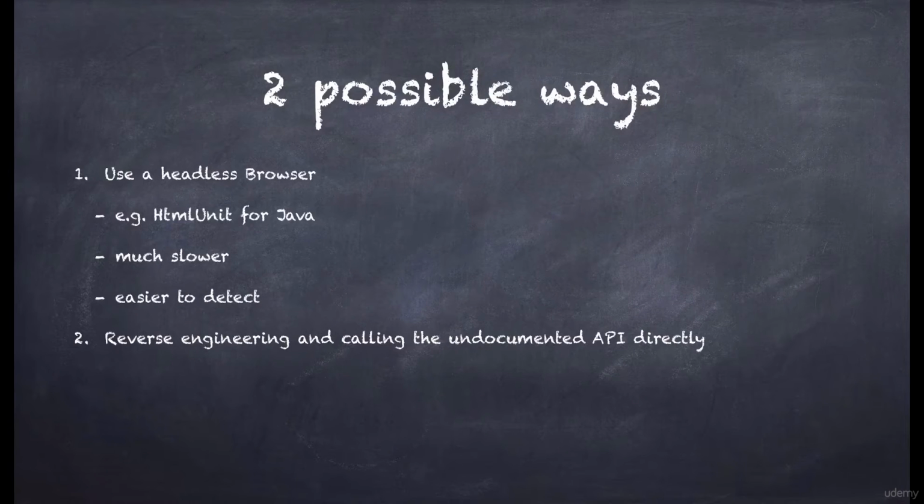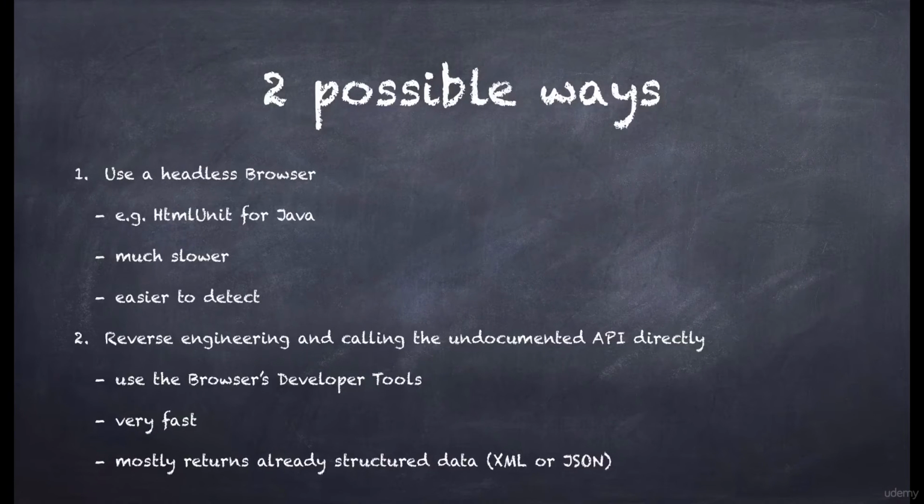The second way is to reverse engineer and call the undocumented API directly. For this you can use your browser's developer tools. Also, this approach is very fast and it mostly returns already structured data, in this case XML or JSON, mostly, because some web APIs will return HTML or HTML snippets. In this course, we used the second approach.